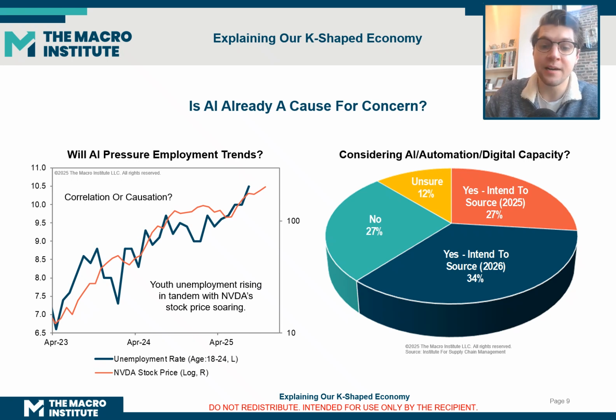When you look at some of the data, this is from the Institute of Supply Chain Management. Which companies are considering AI, automation, or some digital capacity? You can see 27% said they would in 2025, 34% said they would in 2026, and only 27% said no, absolutely. So this is a trend that we're thinking about. Is it harder for younger people? Is it harder for lower income people to find jobs and work their way up when companies are more and more turning to AI to do some of those tasks?